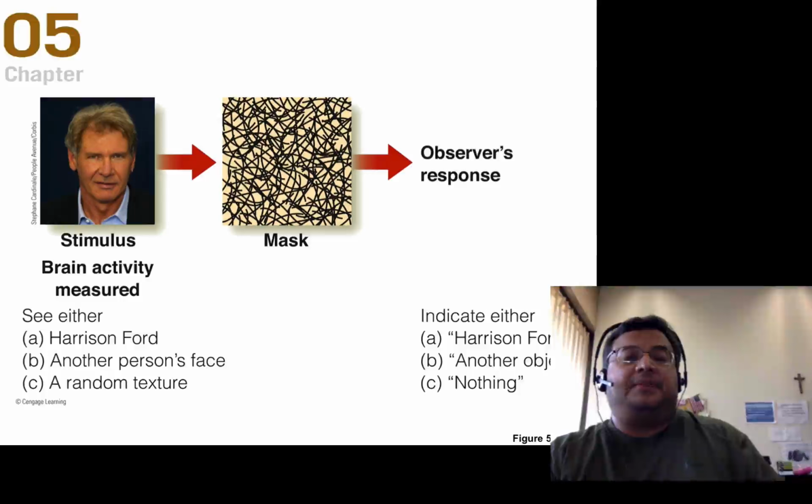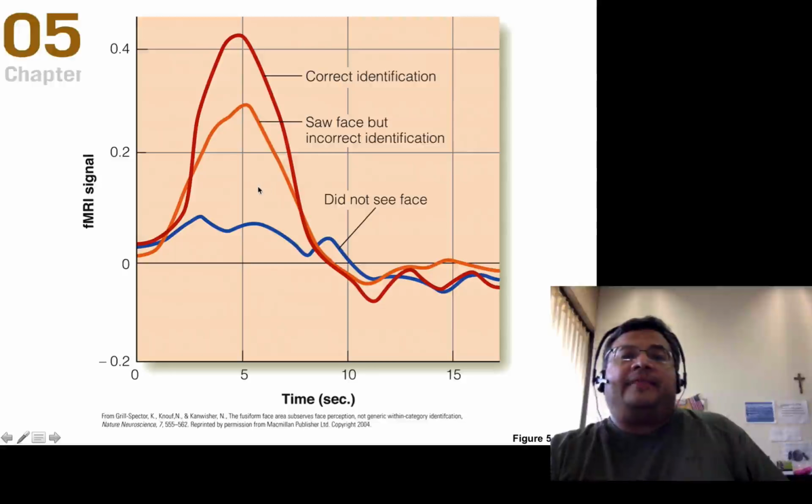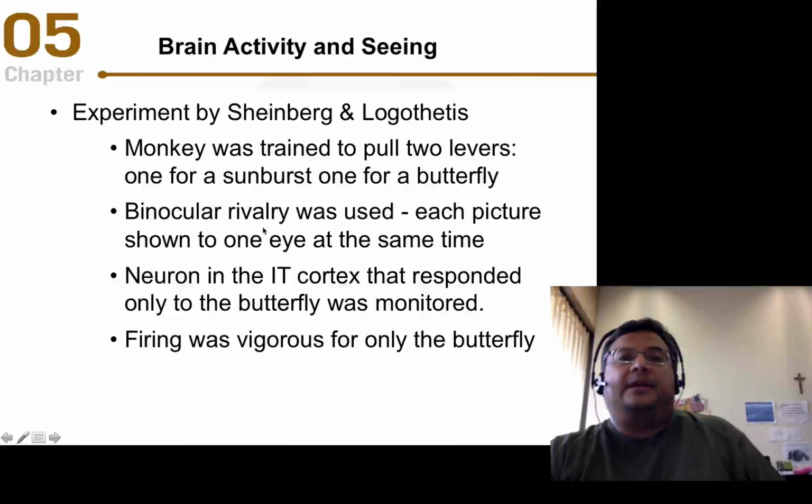So here's an example of the experiment. We flash Harrison for 50 milliseconds, and then you get a 50 millisecond mask, and then we say, "What did you see?" Did you see Harrison? Did you see something else, or nothing? That's the way the experiment was done. And remember that if they identified Harrison correctly, it was associated with a much higher signal in the fusiform face area in the time immediately when the signal was presented.